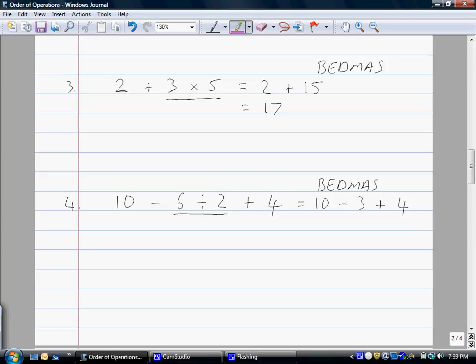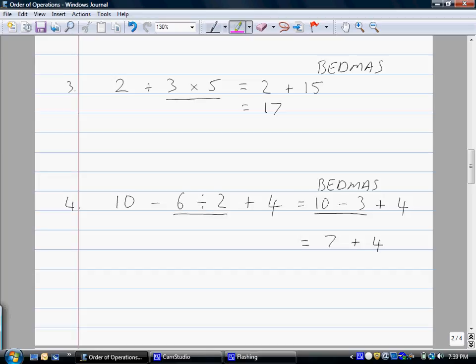I have to think about the order again. Subtraction and addition. Well, they're both here and they kind of go together, so I just do it from left to right. So my first operation here is subtraction. I underline that. Work that out first. 10 minus 3 is 7. I still have to write plus 4.